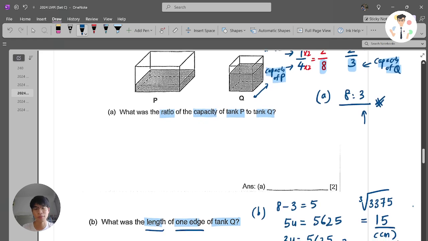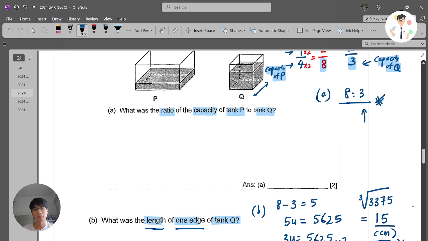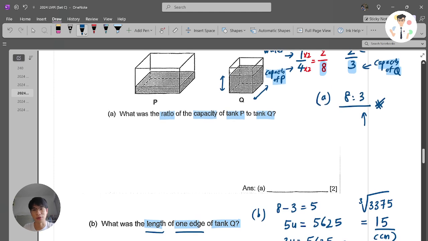Okay, I think it's fine. Anything is easy. But if I were to make it a bit harder, I probably will ask you to find the height of the water, right? Okay, and if they ask for the height of water, very simple.